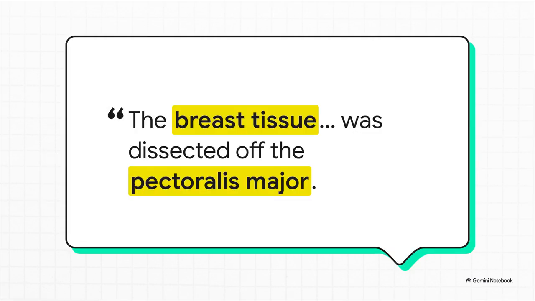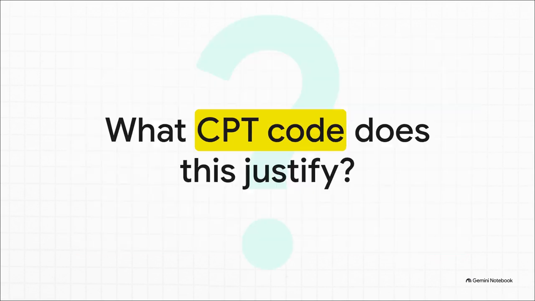To put that into perspective, check out this actual snippet from an op report. The surgeon dictates, the breast tissue along with the pectoralis major fascia were dissected off the pectoralis major muscle. The breast was removed, and then the axillary contents were dissected out. Later in the note, they also mention that the patient had clinically palpable lymph nodes, which were taken out during that axillary dissection. So based on all the groundwork we just laid down, what code does this justify?